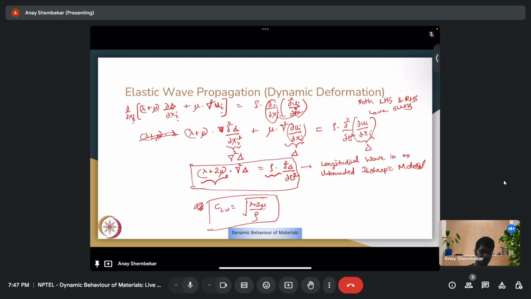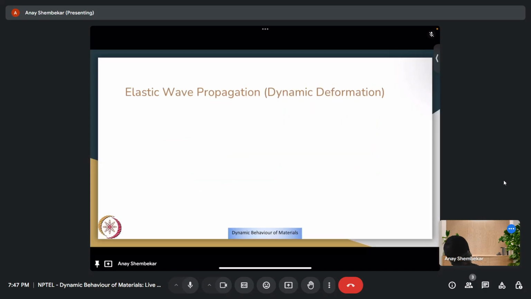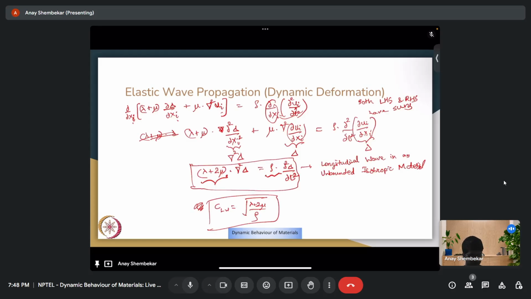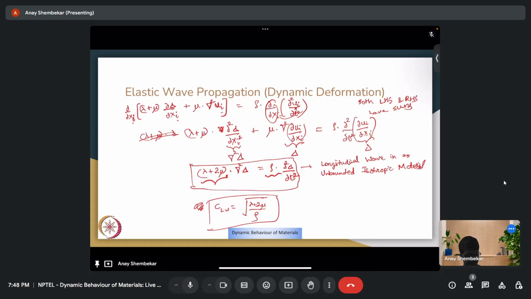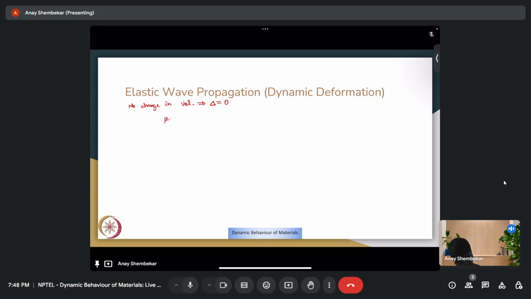Another type of wave that we see here is the shear wave. In a shear wave, there is no change in volume, which means we can directly set our dilatation to 0. If we go back to our earlier equation, you can see that if the dilatation is 0, the first term directly goes away. So you end up with mu times grad square u_i is equal to rho times the second derivative of u_i with respect to t square.